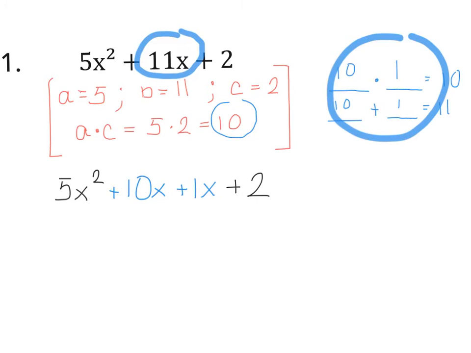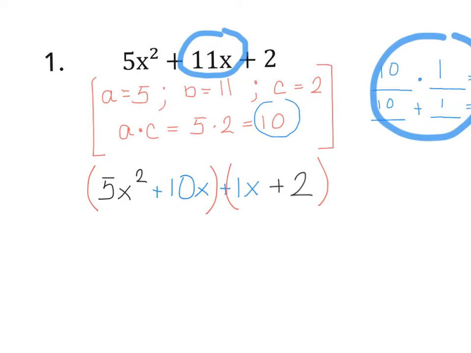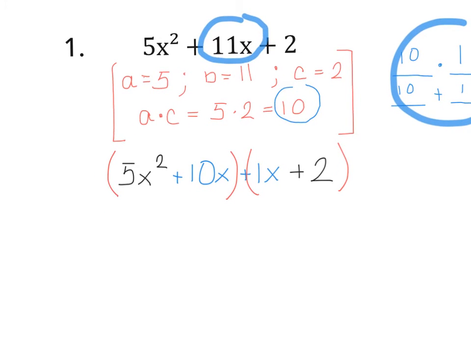Once we have our polynomial rewritten, we want to factor by grouping. So this should seem similar to everyone. Group the first two terms, group the second two terms. In the first two terms, we have a GCF of 5x. When we factor out 5x, we are left with x plus 2. In the second two terms, we have a GCF of 1, and we have to write 1 because it is part of our answer. So plus 1, and we're left with x plus 2.